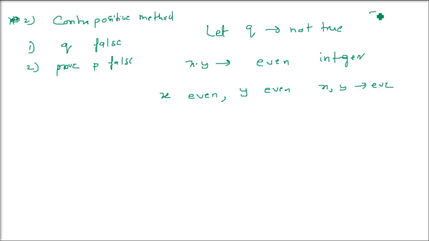That is, X into Y will always give you an even result when one of them is even. 3 into 4 is 12. 4 into 3 is also 12. 4 into 4 is 16, but 3 into 3 is odd. So this is not what we are taking. Whenever the result is coming even, either one of them is even or both are even. X is even, Y is even, or both are even.